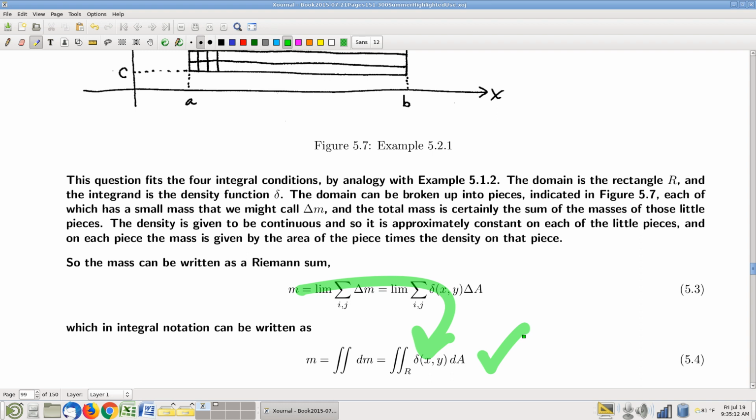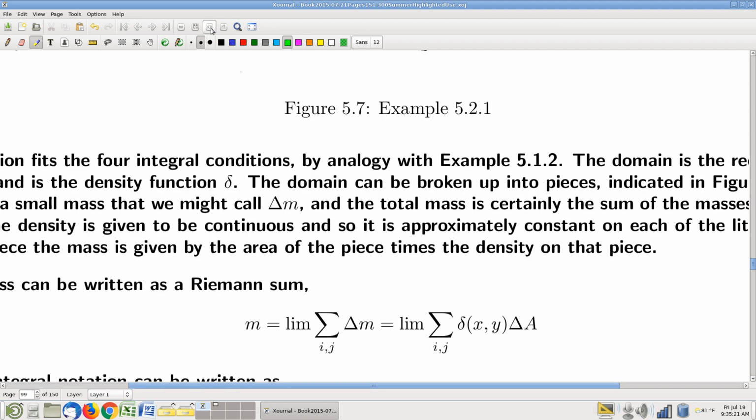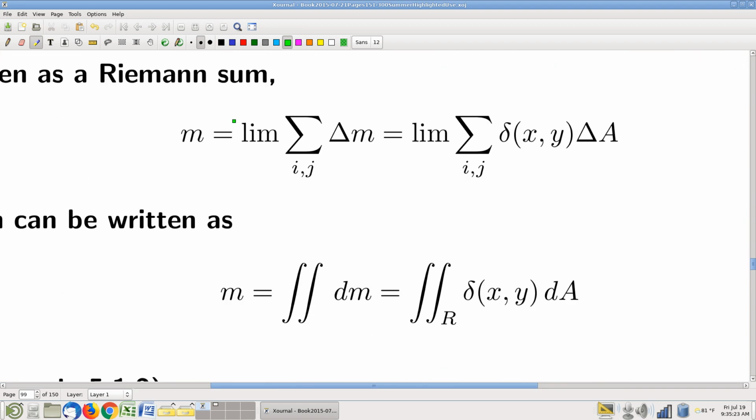How are we doing? Is everybody on board? Okay. Now let's talk about notation a little bit, just practically speaking, day in and day out.